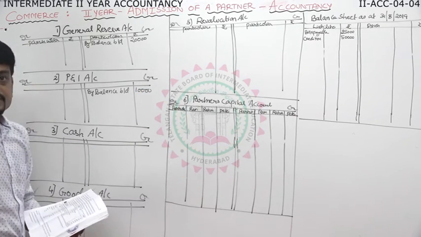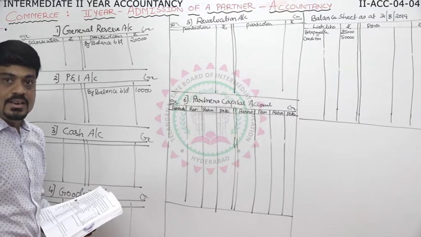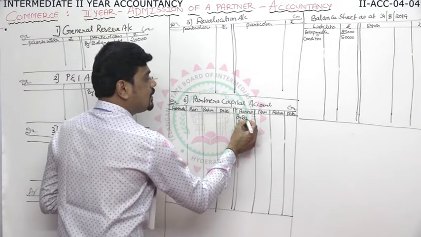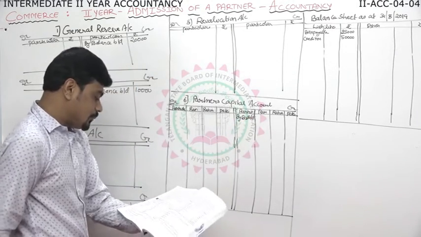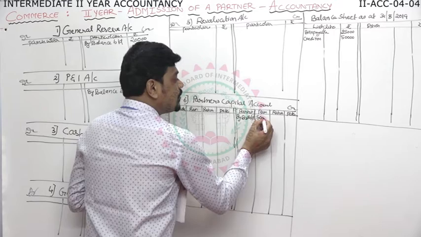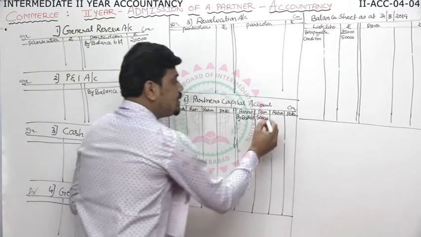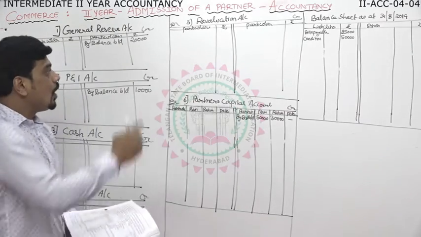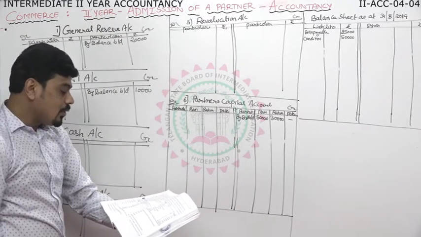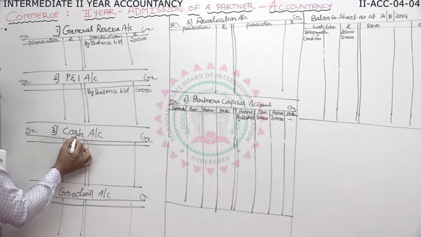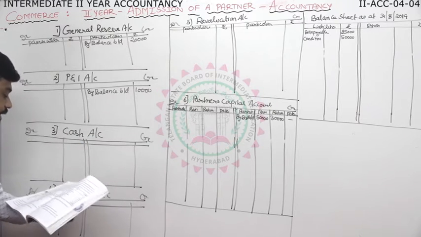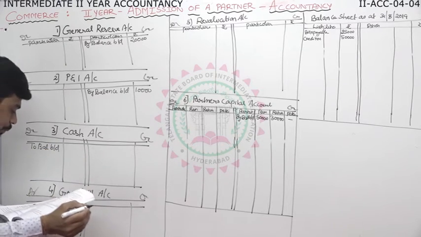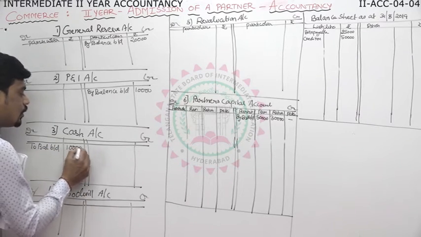Then partners' capital. Capital is a personal account. A personal account shows a credit balance. So again, in partners' capital, by balance brought down, Ram is 50,000 and Rahim has a balance of 30,000. So all the liabilities are posted. Now coming to assets. Bank. Bank is assumed to be like cash here. So cash, balance brought down, and the amount is 10,000.